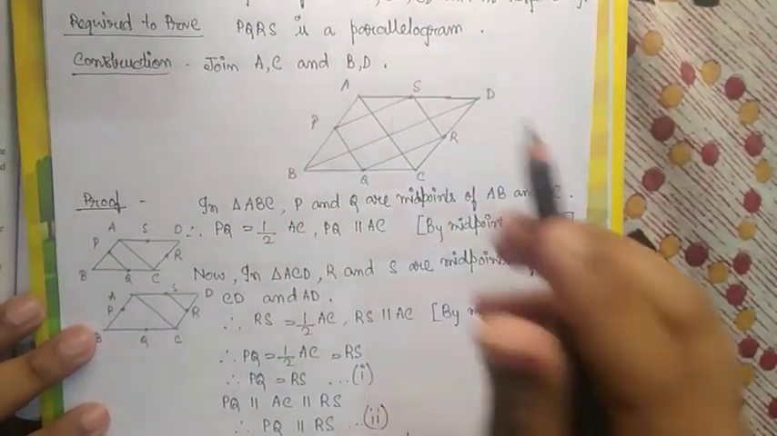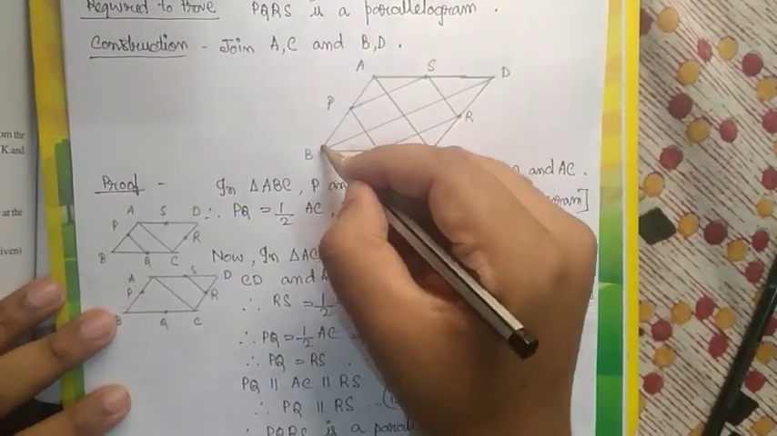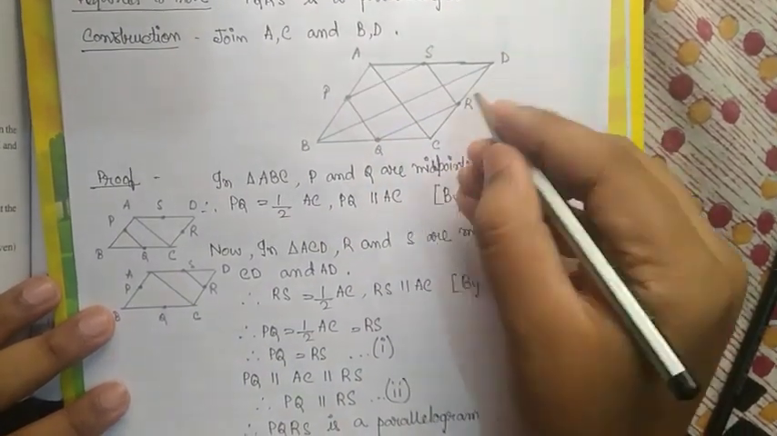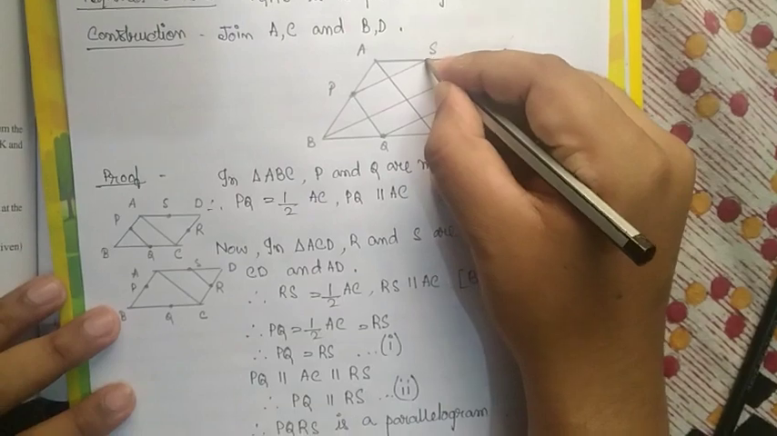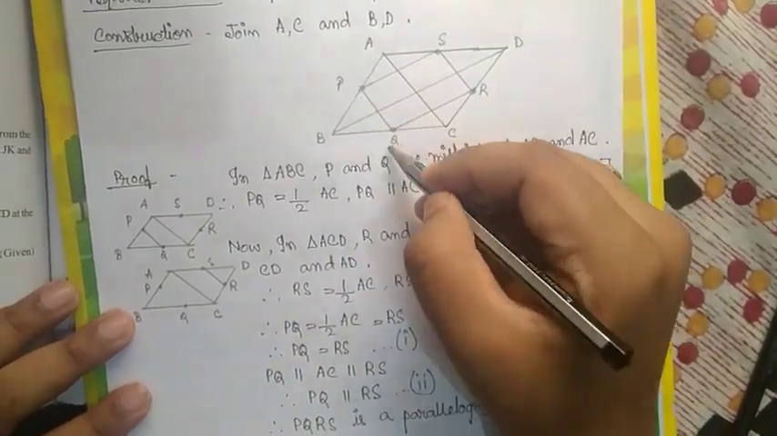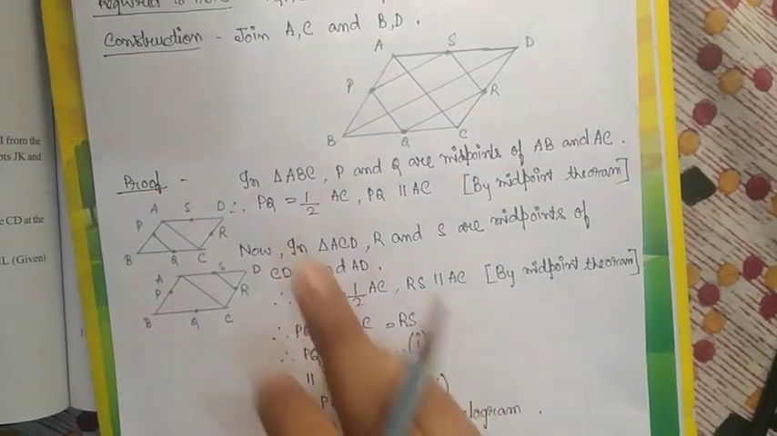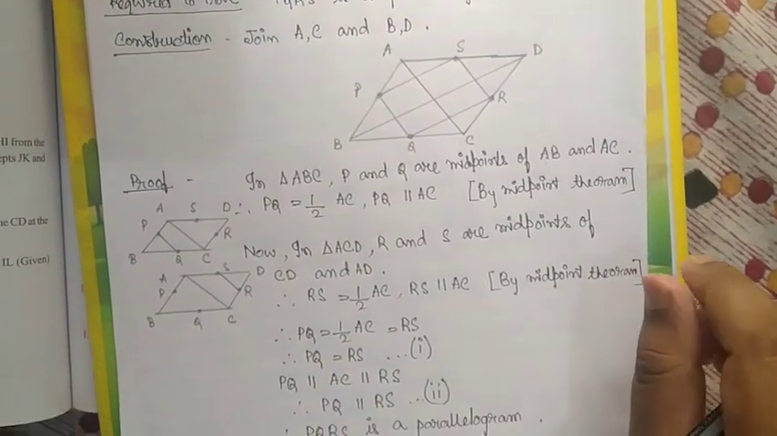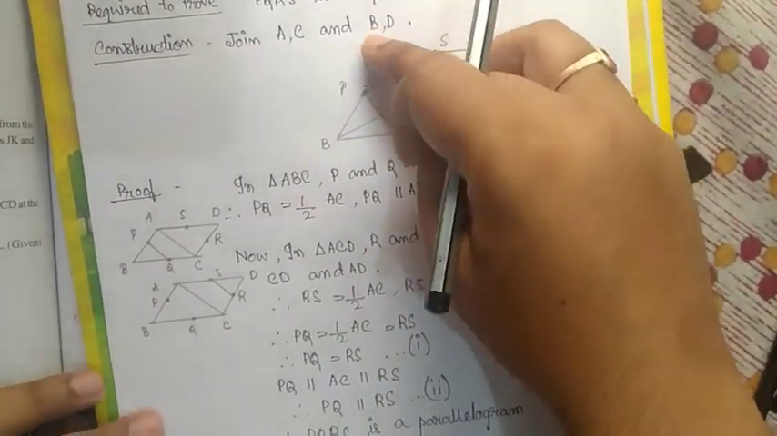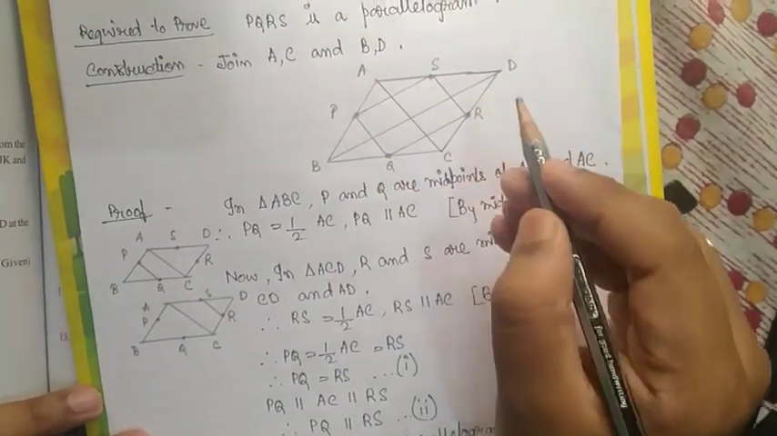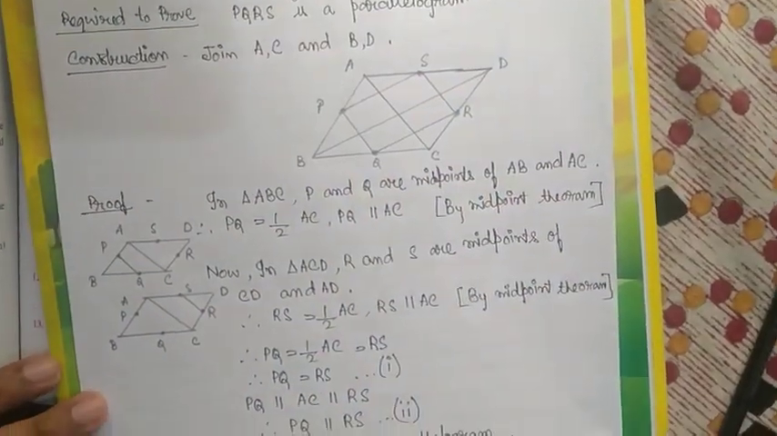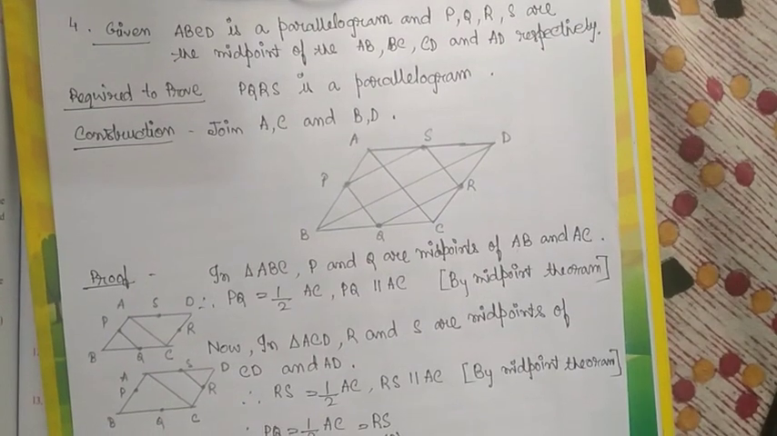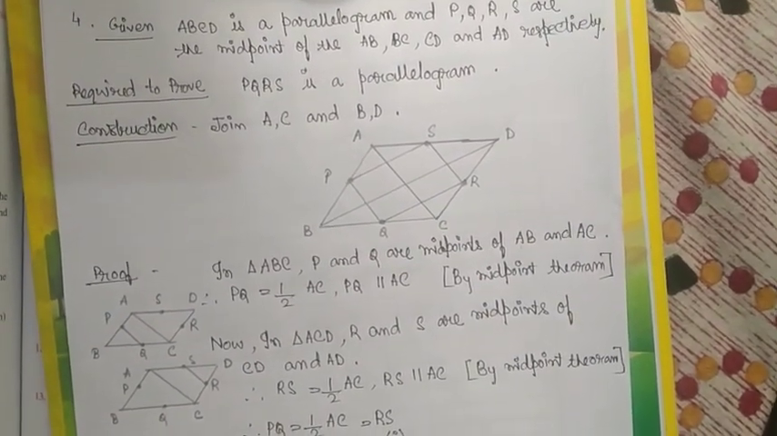This is a parallelogram ABCD. In the side AB the midpoint is P, in the side BC the midpoint is Q, in the side CD the midpoint is R, and here is S. We join all of these and we have to prove that PQRS is a parallelogram. Here I write join AC and BD, but I prove it here using only the AC diagonal. I write both because if anyone wants to prove it using the BD diagonal, he or she can do that. It's totally up to him or her.